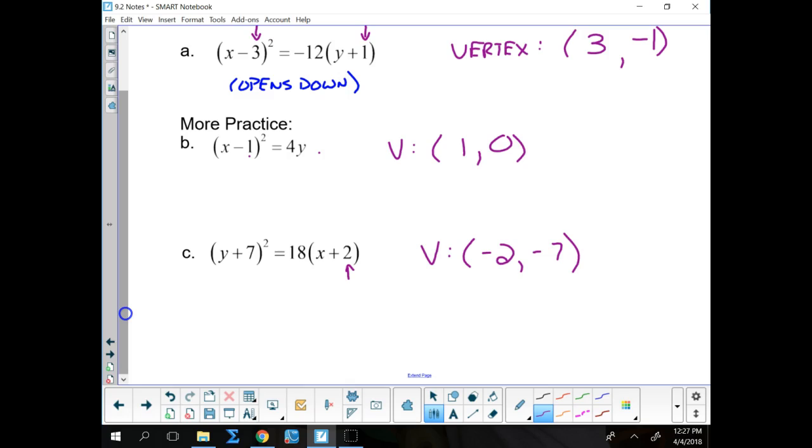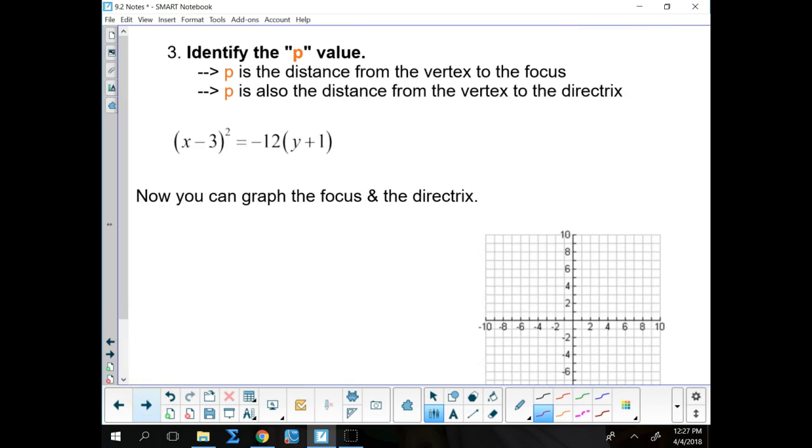Identifying the vertex. Okay? Step 1, find which way it opens. Step 2, find the vertex. Okay? Step 3, then, is going to be finding that p-value. That p-value is the distance from the vertex to the focus. It's also the distance from the vertex to the directrix. Okay?